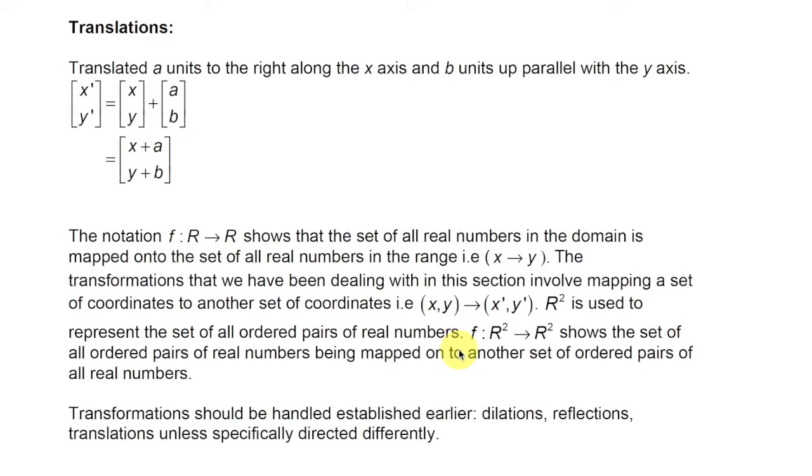Translations are probably the easiest to understand. x prime, y prime, so the new x value and the new y value, is going to equal the original x and y being added to this matrix here, a, b. So we have the new x is going to equal x plus a, and the new y is going to equal y plus b.